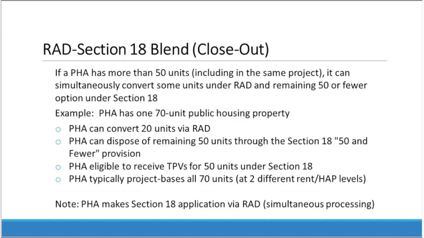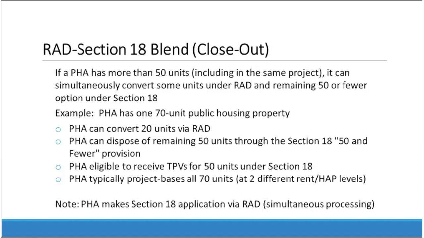And then the last is the Rad Section 18 blend closeout. Under this scenario, if your housing authority has a property that it wants to convert as your last property, and that property is 50 units or less, it can convert through the Rad Section 18 blend, which is basically a way to interface with HUD using the Rad procedures and utilize the Section 18 50 or less result with a twist.